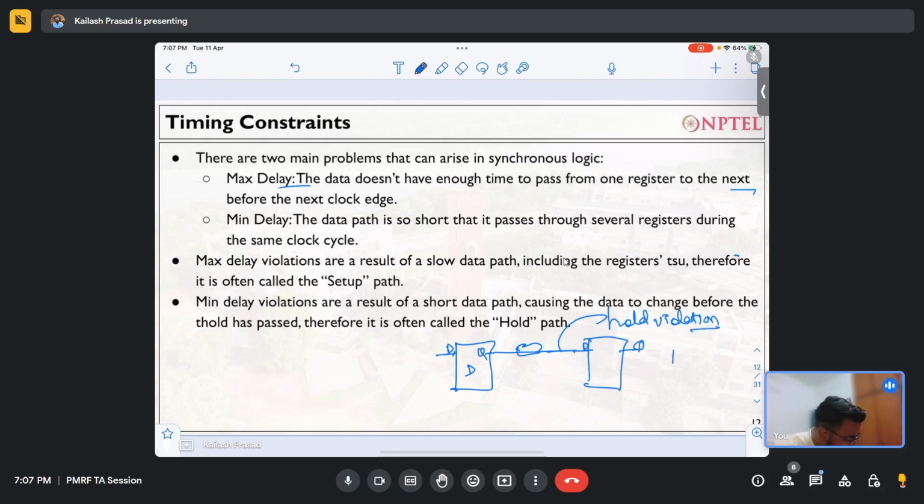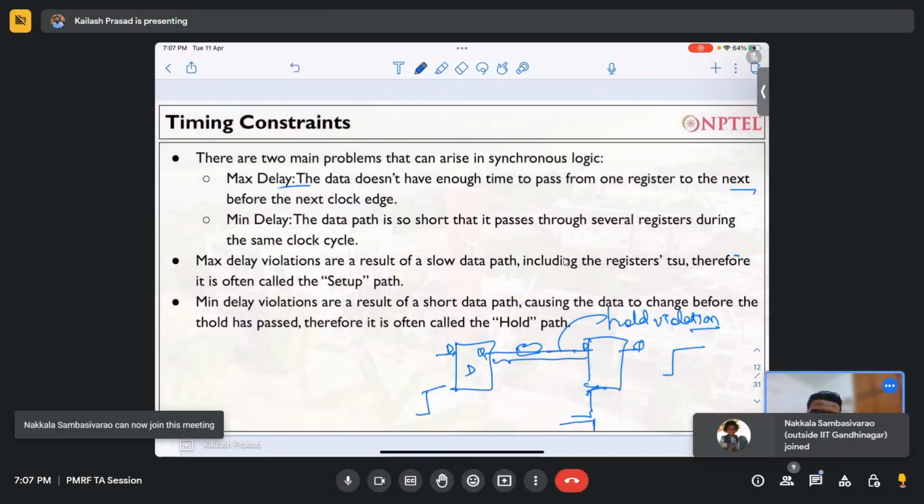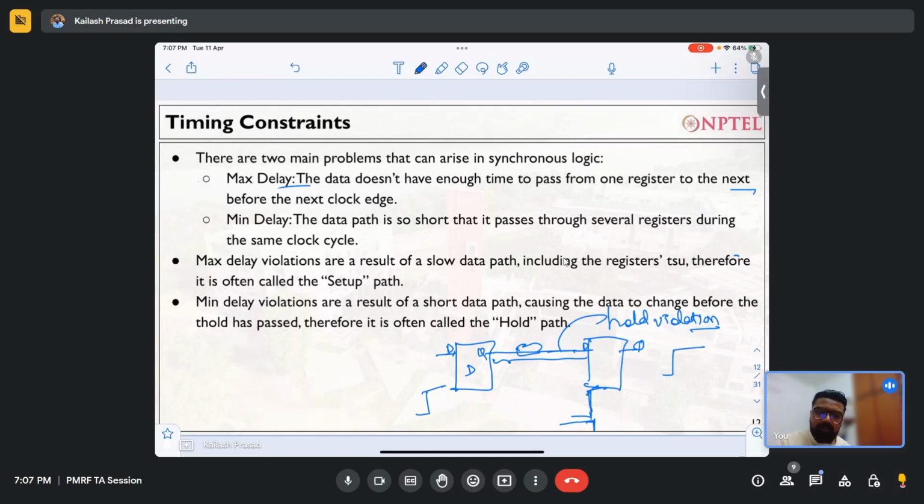If there is a clock which is coming at the same time in both, the data path was so fast that the data has changed within the hold window. Data should be stable, but it has changed within the hold window. The data path was very fast. Now you tell me, how do I remove the hold violation? You are allowed to make changes in the circuit. That's the first question.